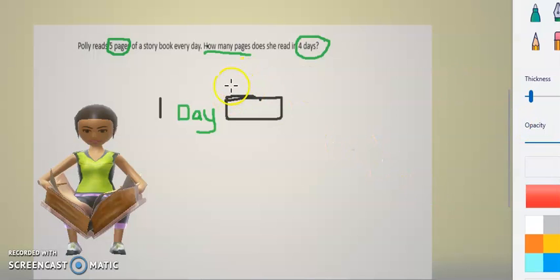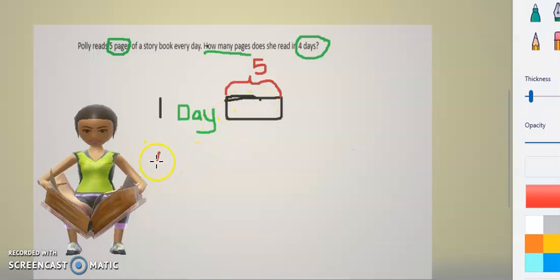I'm going to be drawing my bar model here to show me that from here to here represents 5. So this represents 1 day, right? In 1 day, she reads 5 pages. This little bar model shows me that 1 unit, 1 bar, represents 5. So 1 day equals 5 pages.